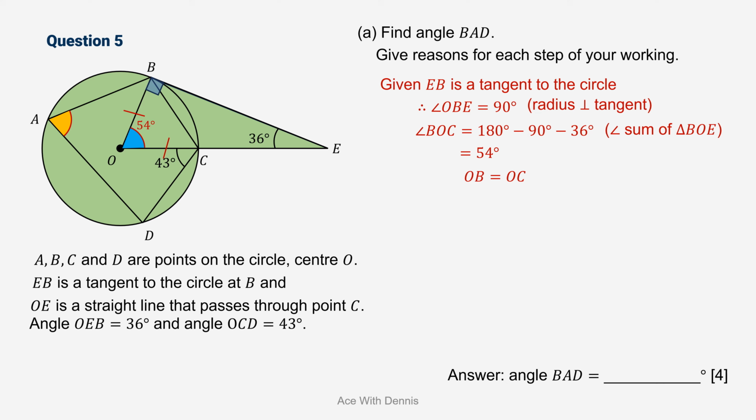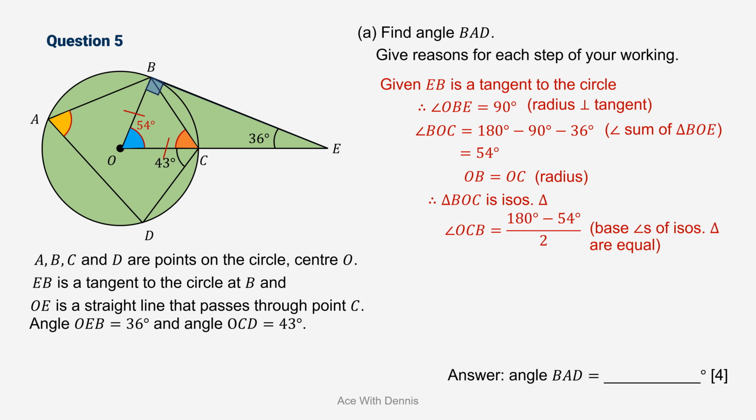Next, OB equals OC, because they are the radius of the circle. Then we can say that triangle BOC is an isosceles triangle. Then we can find angle OCB, which is 180 degrees minus 54 degrees, divided by 2. The reason is because the base angles of an isosceles triangle are equal. Then angle OCB is 63 degrees.